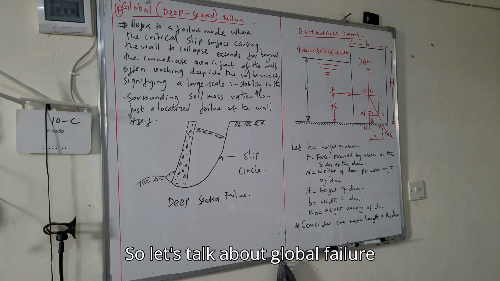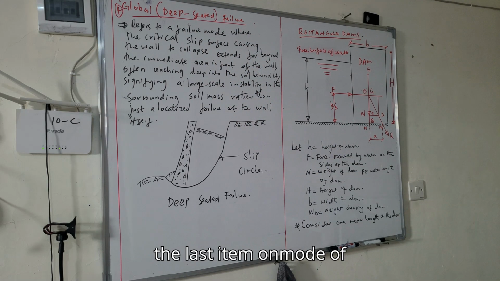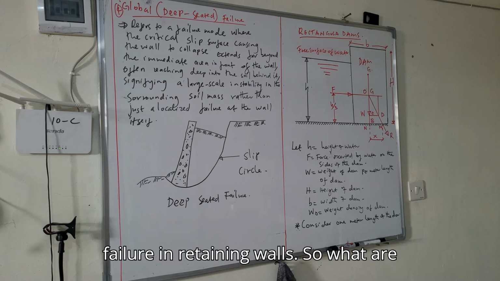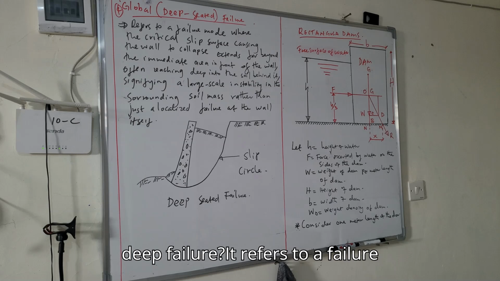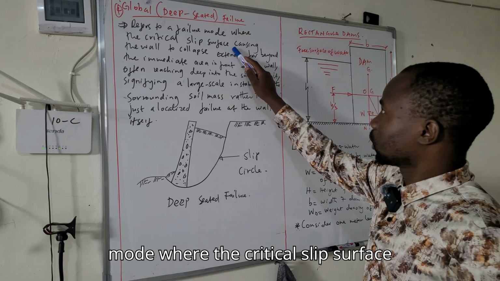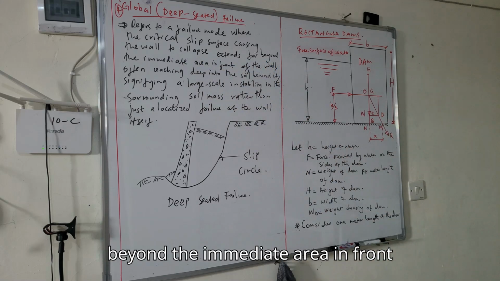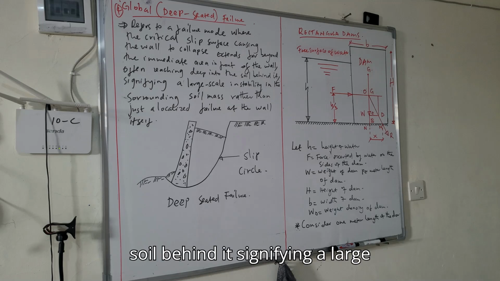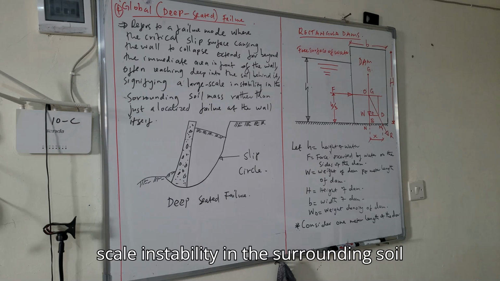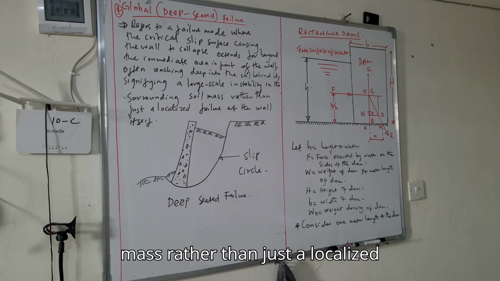So let's talk about global failure or a deep-seated failure. So this will be the last item on modes of failure in retaining walls. So what is a deep failure? It refers to a failure mode where the critical slip surface causing the wall to collapse extends far beyond the immediate area in front of the wall, often reaching deep into the soil behind it, signifying a large-scale instability in the surrounding soil mass rather than just a localized failure of the wall itself.